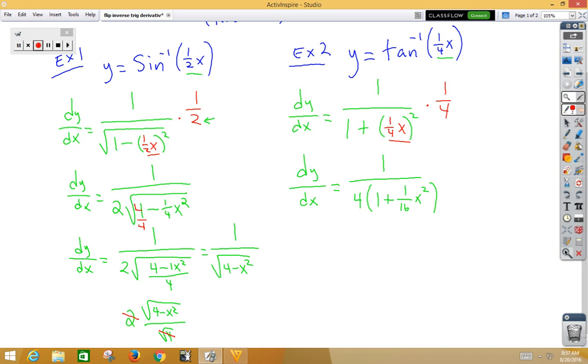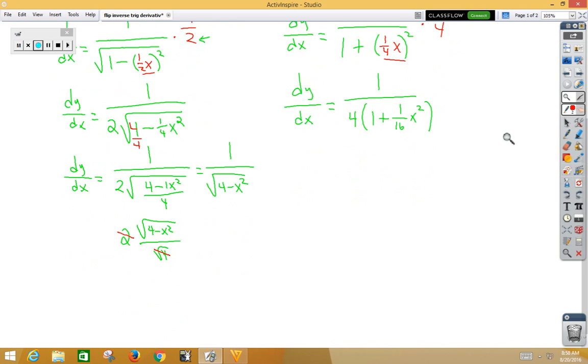Now again, I'm going to want to make a common denominator. So if I make a common denominator, I've got dy dx is equal to 1 over 4. I'm going to turn that 1 this time into a 16 over 16. So I've got on the inside 16 plus 1x squared over 16. Again, I say, why the heck would we want to do that? Well, notice that this 4 can cross out that 16, making a 4 on the bottom.